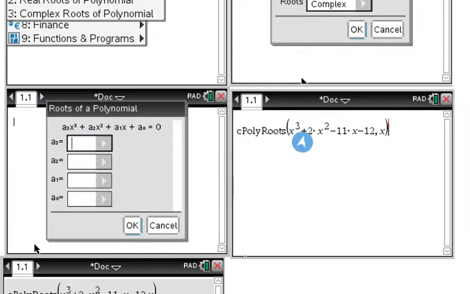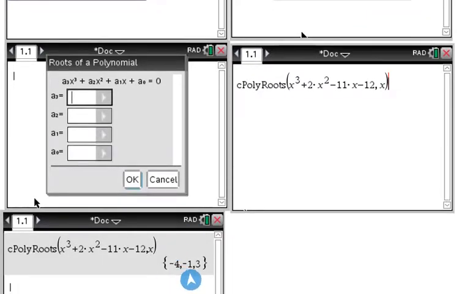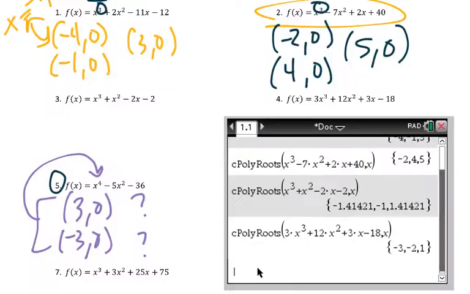Then you'll see this pop up, and you put all the coefficients in. The example we're using is x cubed plus 2x squared minus 11x minus 12. So it'd be 1, so I type in a 1 there, then 2, so type in a 2, don't type in the x's, then -11 for here, and -12 for here. Then I hit OK, and then it'll give me this list. Then I hit enter, and there's my answers, which correspond with what we found here with our graph.